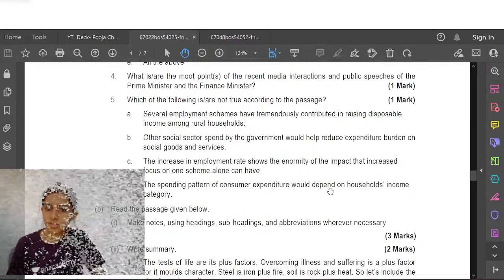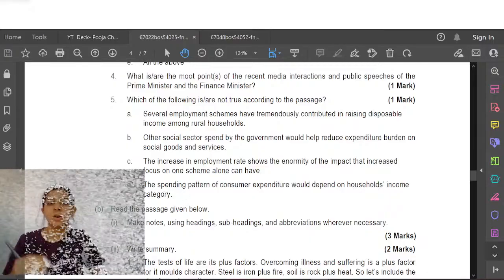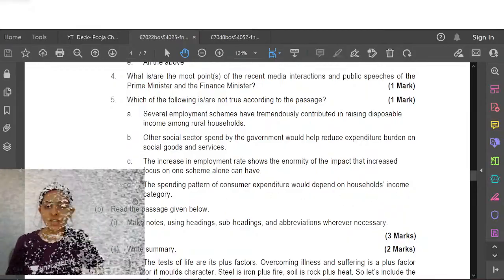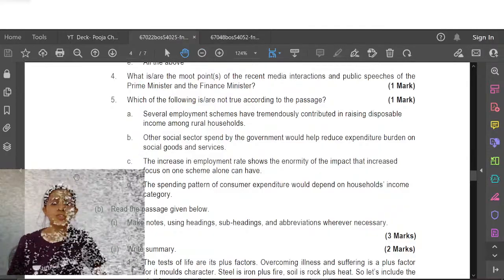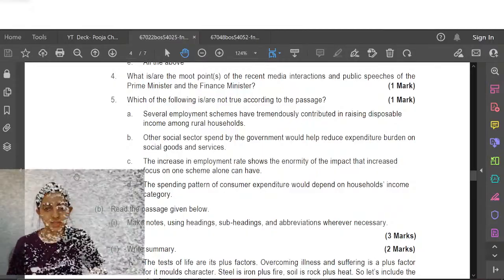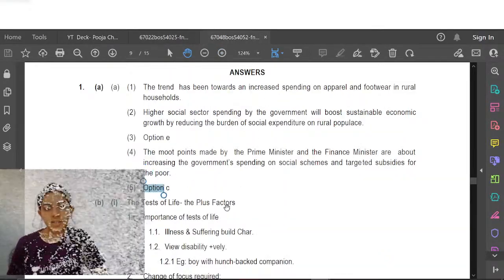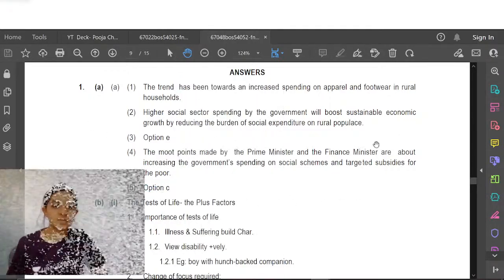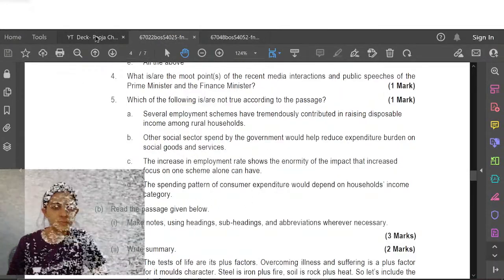Okay, the spending pattern of consumer expenditure would depend on household's income category. I think you guys understand that a person can spend only that much that a household earns. So the household income category is the basis of the spending pattern. If you earn 100 rupees, you are not going to end up spending 100 rupees. You're going to end up spending 80 rupees and save 20 rupees, right? So this is the spending pattern. So this is a true statement. The incorrect one is option C. Okay, so I believe pretty much easy to understand. We could grasp this very easily. It was a very, very, very easy one.